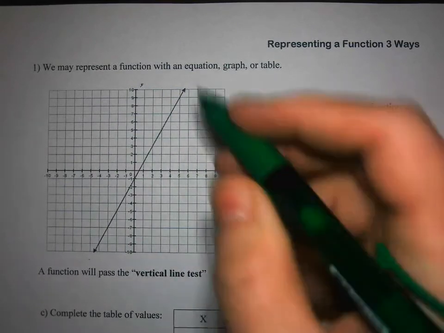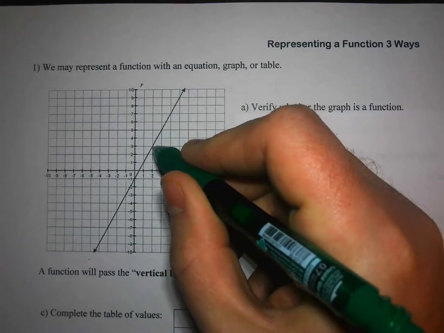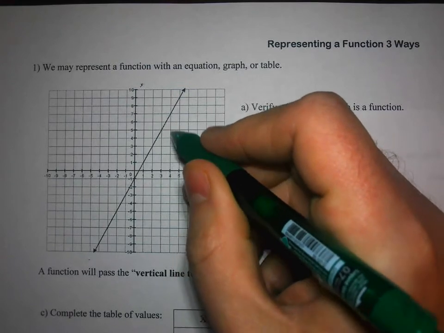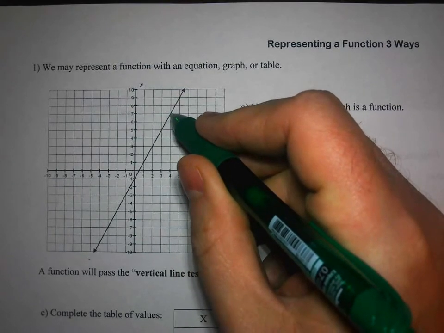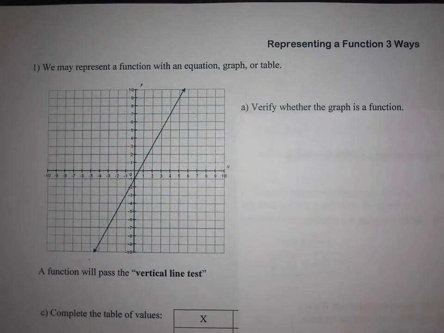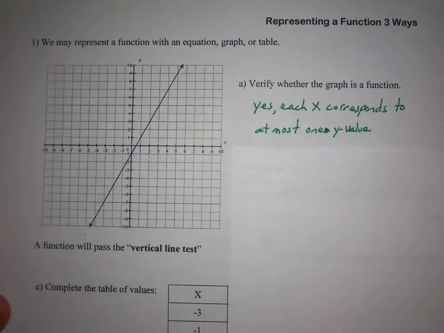As we look at this, if x equals 2, we only get one y value of 3 here. If x equals 4, we only get one value for y, positive 7. There is not an x value that will give you more than one answer for the y value. So that is a function because each x corresponds to at most one y value.